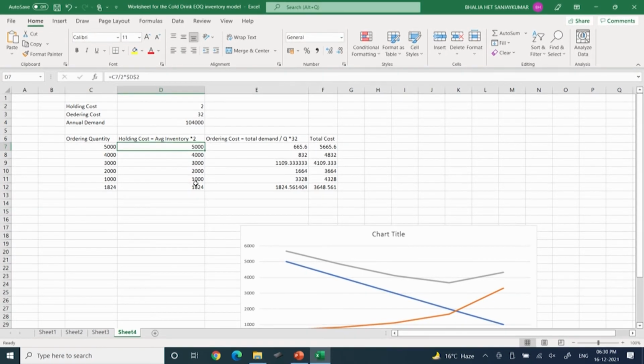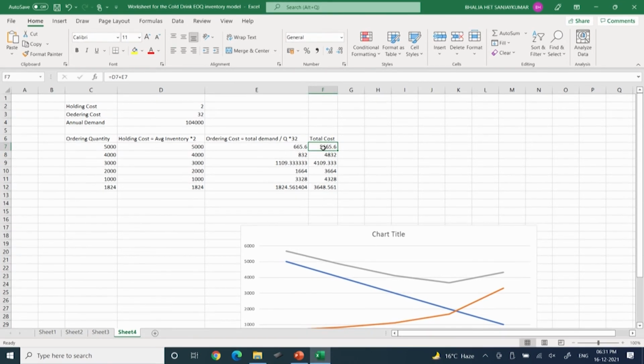Similarly, ordering cost. If I look at the formula in E7, what is the formula for ordering cost? Total demand D4 upon C7, the ordering quantity, that will be the number of orders, multiplied by ordering cost 32. So, it is 665.6. So, the total cost is the sum of holding cost and ordering cost.